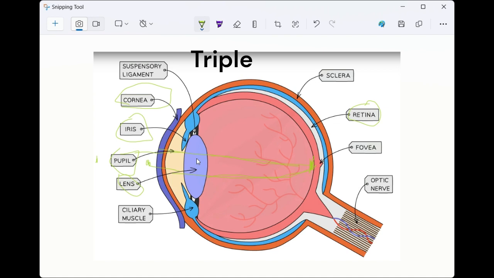Some people are nearsighted or long-sighted. If someone's nearsighted, meaning they can't see things that are far away, it's because their lens is too thick, so it refracts things too hard. If someone's long-sighted, it means they can't see things that are close because their lens is too thin. It doesn't refract the light enough.